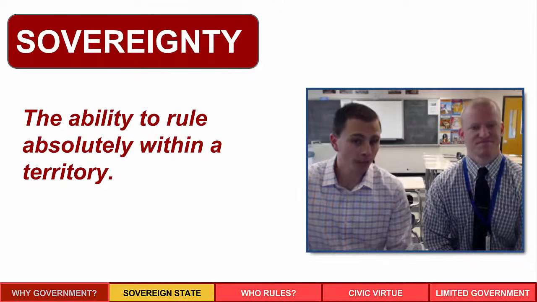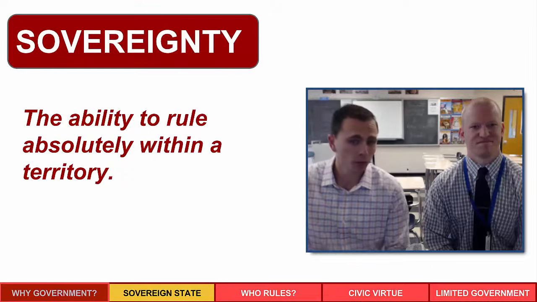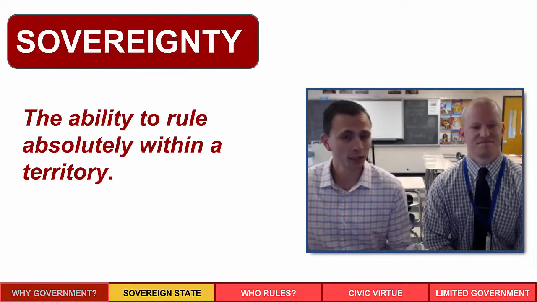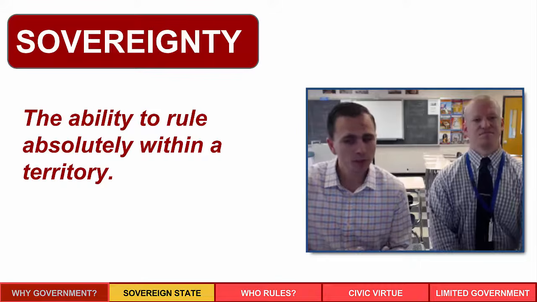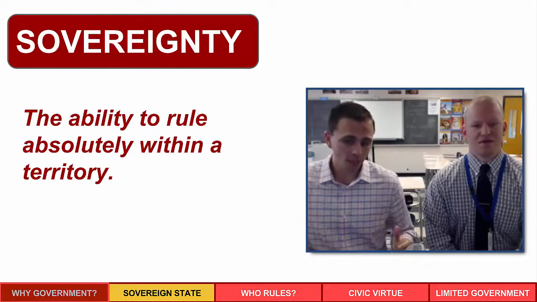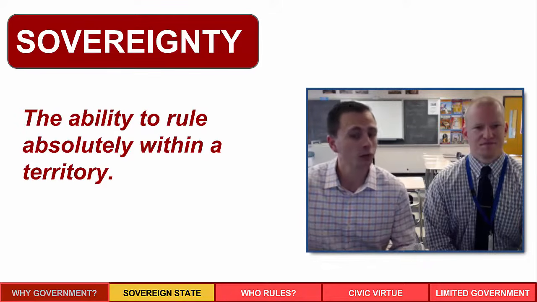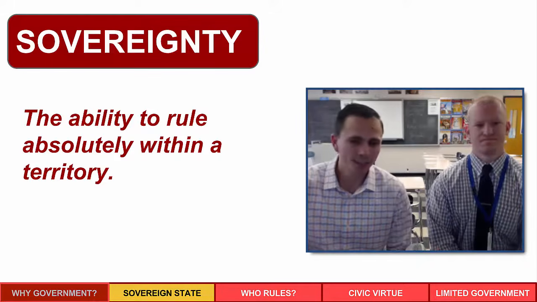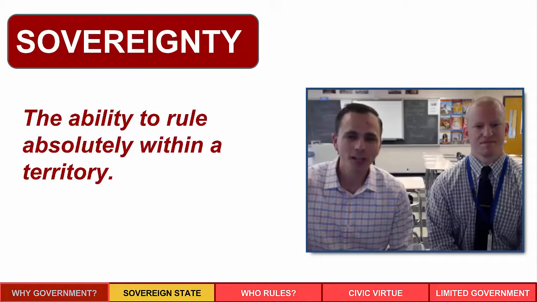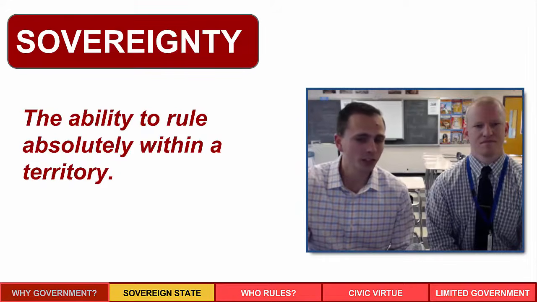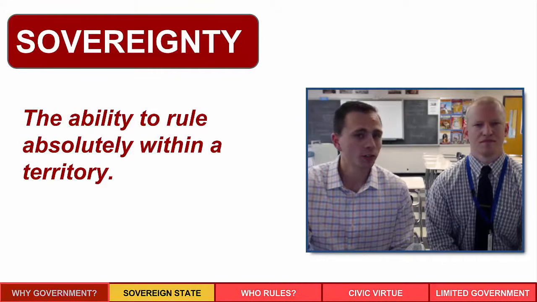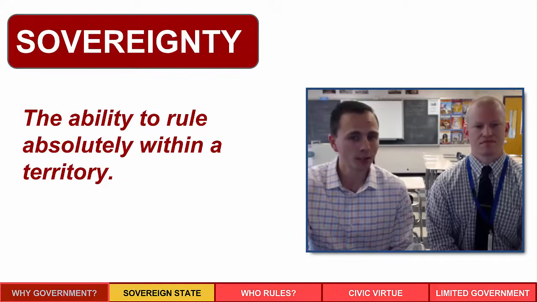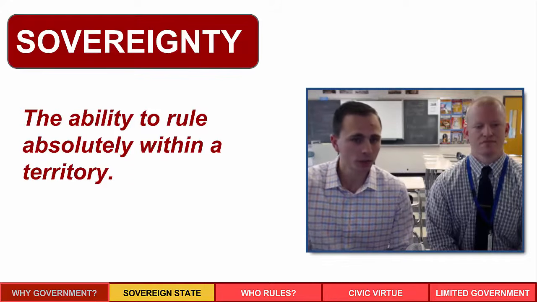Okay, the third element is sovereignty. And sovereignty means the ability to rule absolutely within a territory. To simplify that, that just means that no one else outside of your country can tell you how to run your own. A lot of times they try to. The U.S. is a culprit of that, trying to make other countries do certain things. But for the most part, if you have a sovereign state, the government of your country is the one who makes the rules. No outside force can dictate the inner workings of your country.